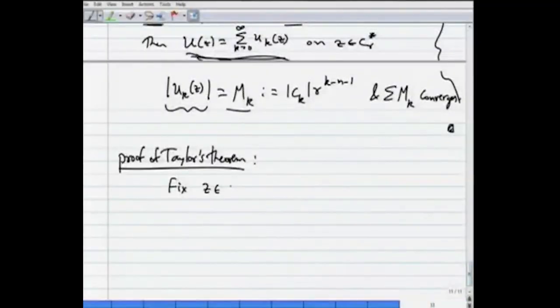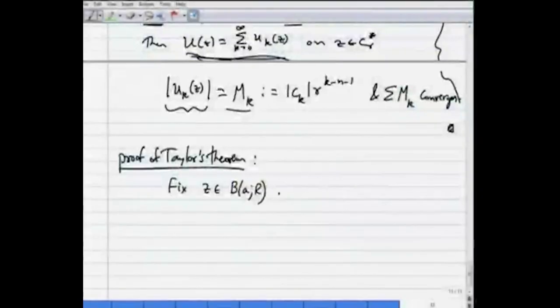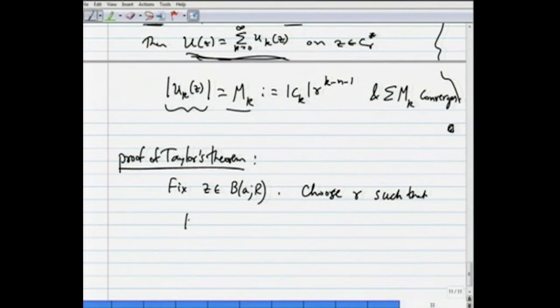So, firstly, you fix a certain z belonging to B(a, R). What we have to show is that the power series actually converges to f(z). We have to show two functions are equal. So, for z belonging to B(a, R), we have to show that the values of the functions are equal. So, fix some z and choose r, little r, such that the modulus of z minus a is less than little r, which is less than capital R. So, we want a little r between the modulus of z minus a and capital R.